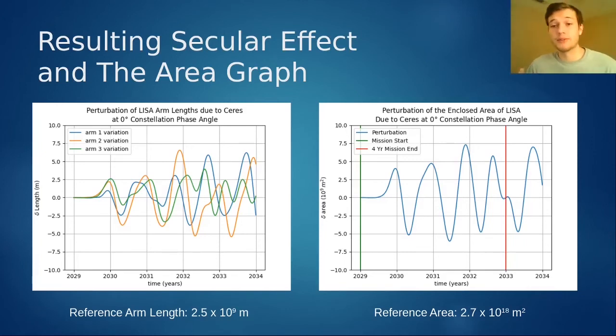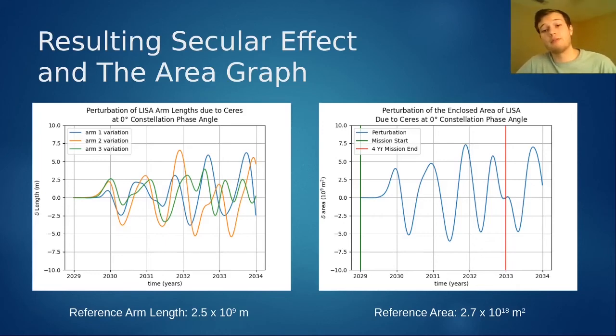And a nice little result is that for an equilateral triangle, which of course LISA is roughly equilateral, then if you keep track of that perturbation of the area, it comes out to be a multiple of the sum of the perturbations of the arm lengths. So that means that these two graphs are intimately connected. If you sum up everything on the left, then you get the same shape as what you see on the right.